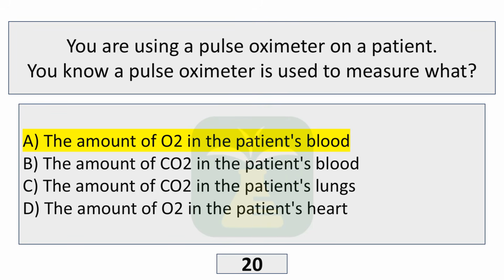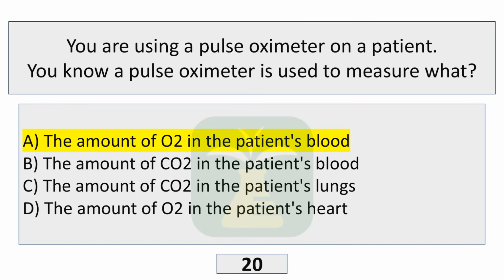Correct answer, A. The amount of O2 in the patient's blood. Pulse oximetry is a non-invasive way of measuring peripheral oxygen in the patient's blood. This reading is less accurate than an arterial oxygen reading, however, the pulse oximetry reading is very close to the arterial reading.